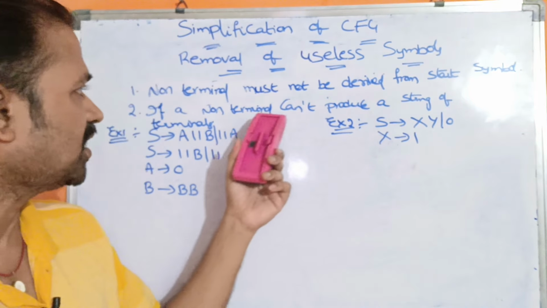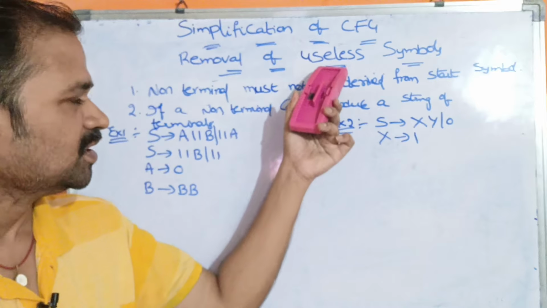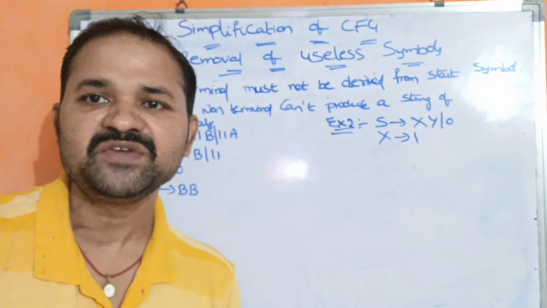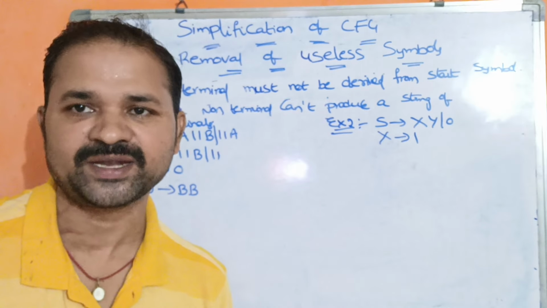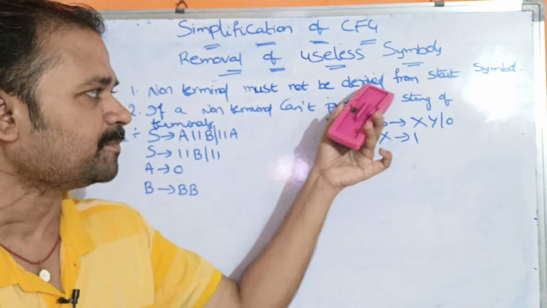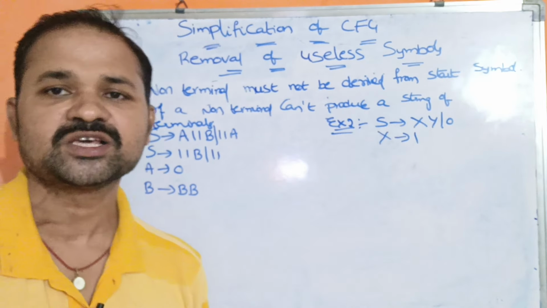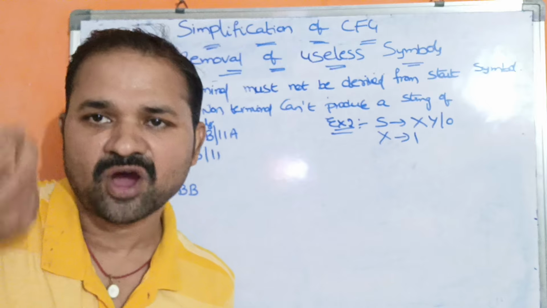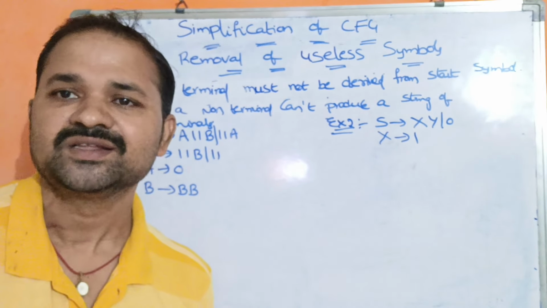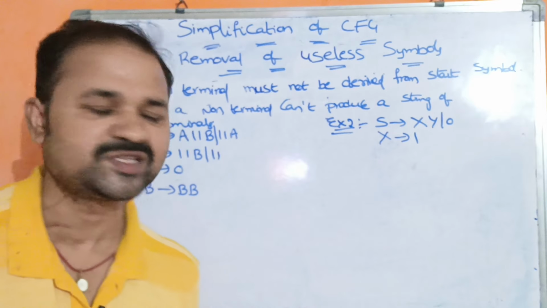So here we have two steps. We can call a symbol a useless symbol if it satisfies two properties. The first property is that the non-terminal must not be derived from the starting symbol. So if a non-terminal is not derived from the starting symbol, then we can call that symbol a useless symbol.